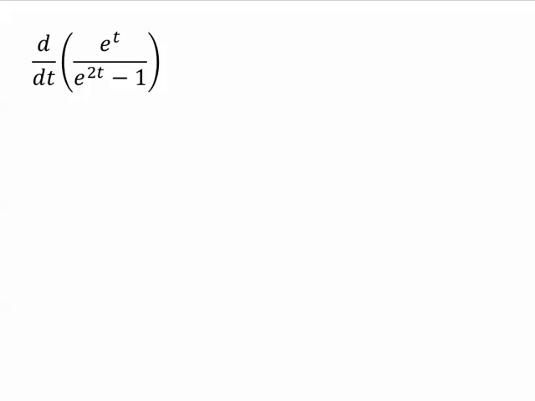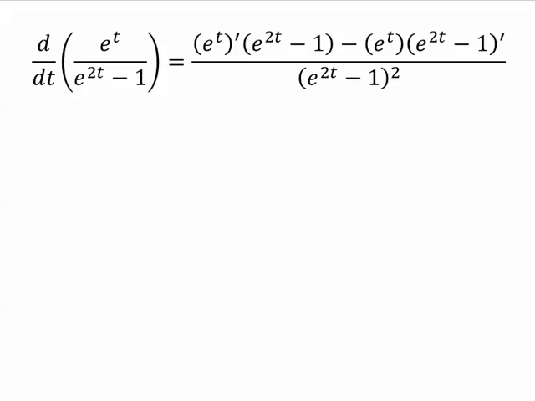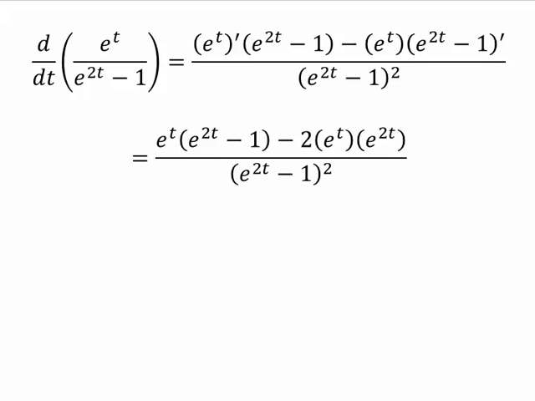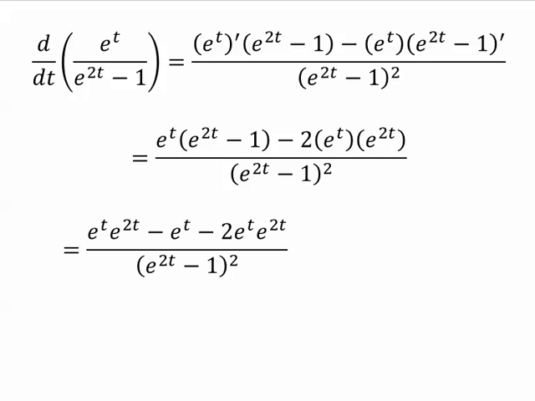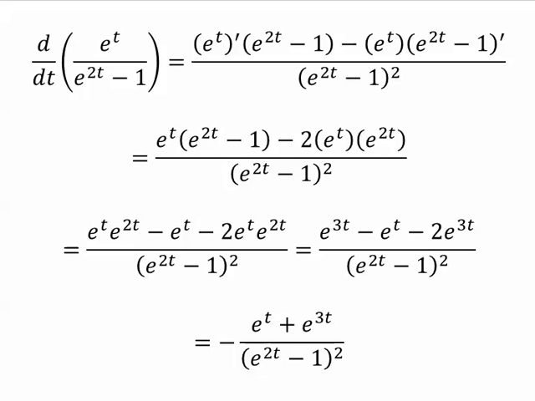I'm going to need to use my quotient rule for this. Set up your quotient. The derivative of e to the t is e to the t. The derivative of e to the 2t, I need to use my chain rule. e to the 2t times 2. Put in the derivatives that you have found. Distribute that e to the t. Use your power rule. Combining, if you have the same base, you just add powers. Combine like terms and pull your negative out front.